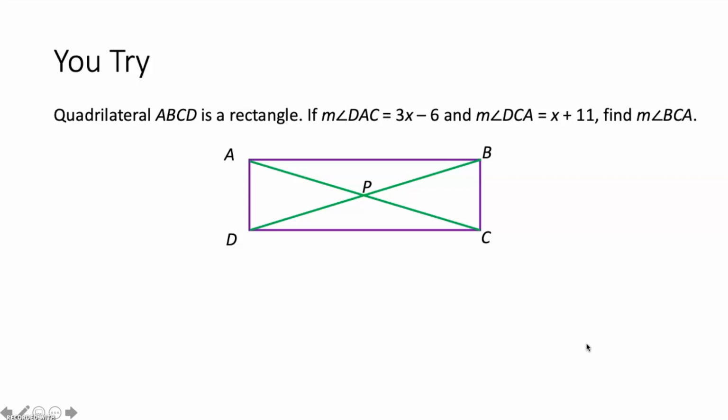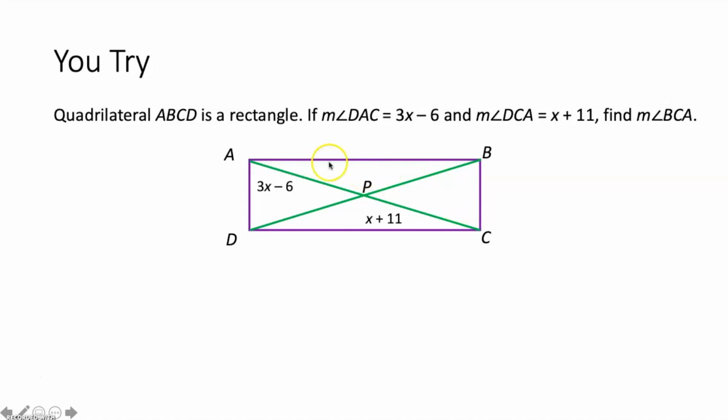Okay, again, I'm dealing with a rectangle. This time it's rectangle ABCD. I'm given certain angle measures that I want to label right now. So the measure of angle DAC would be this angle right here. That's 3x minus 6. The measure of angle DCA would be this angle right here. That's x plus 11. Next, we are trying to find the measure of angle BCA, which would actually be this angle right here.